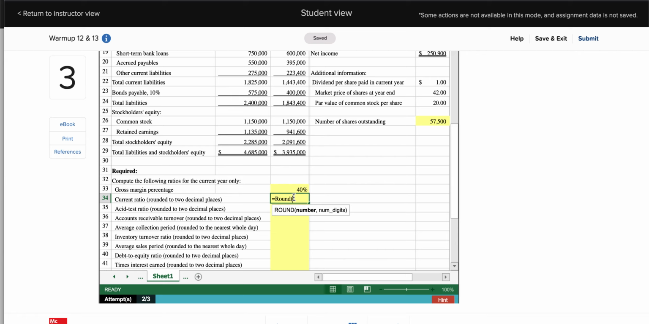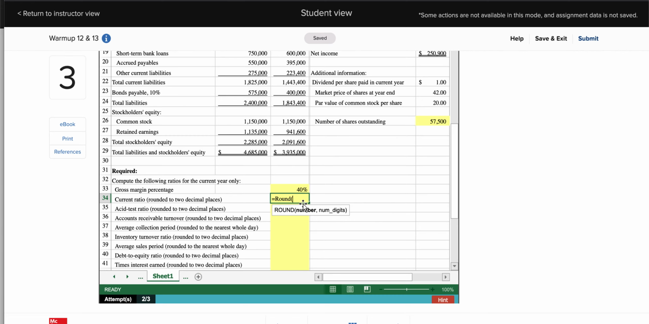Okay, so when you type in equal round, it actually gives you the format for what you should be doing next. You want to round a number, and then you're going to say digits. Digits represents how many decimal places you want there. So in this case, they're looking for 2 decimal places. So a comma 2 should be your last number.